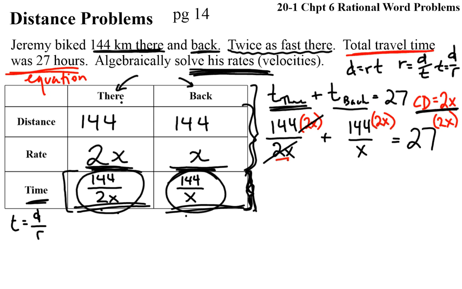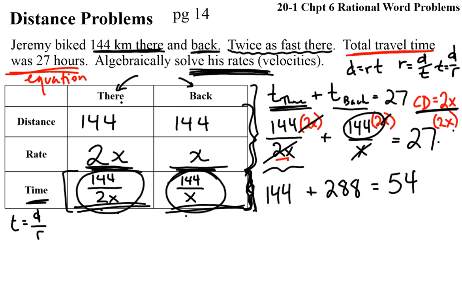I can cancel the 2x, and we're left with 144. Here, because it's monomials, this is like a 2 and an x. I can cancel the x with the x, and I'm left with 288. And that will equal 27 times 2x. And 27 times 2x is 54x. There's my equation. Eliminated the denominator, and now I can solve.